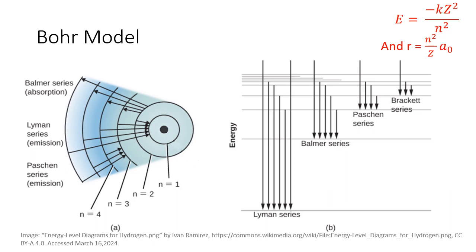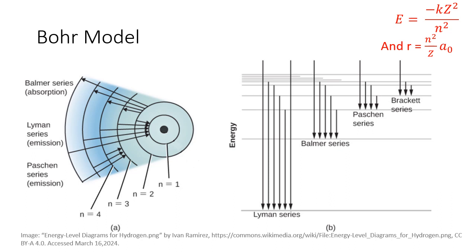Okay. He later explained that E equals negative kz squared over n squared, where z is the atomic number. So you can apply this to more things, but it always had to have just one electron. Now, when he numbered the energy levels, the one closest to the nucleus is n equals 1, and he went up from there. You can see that on the diagram on the left.